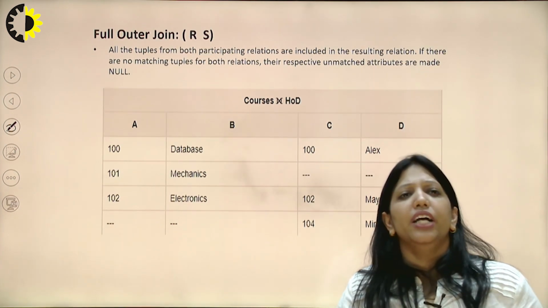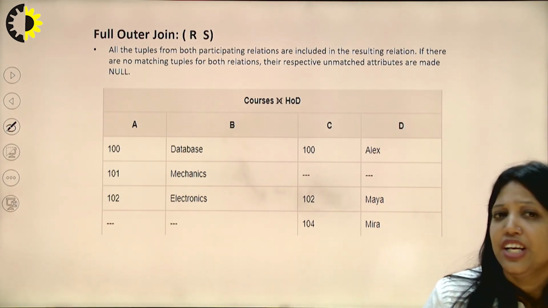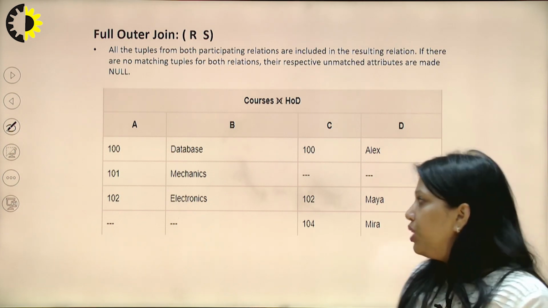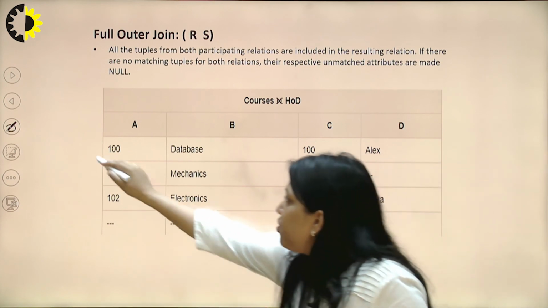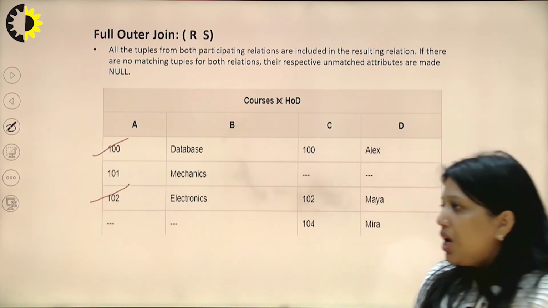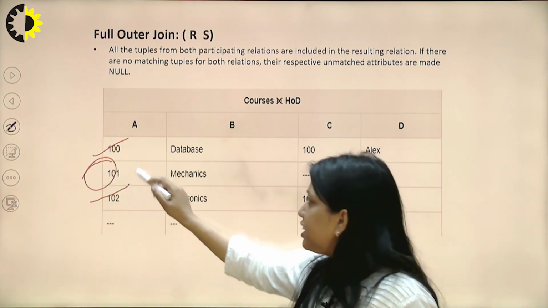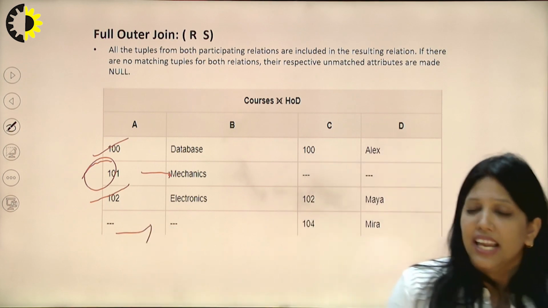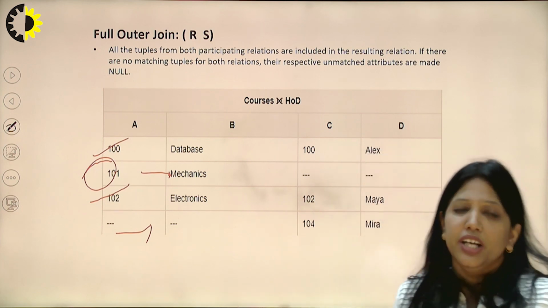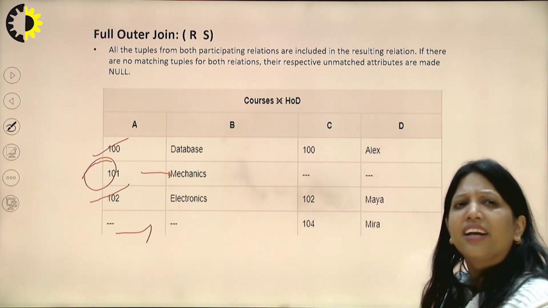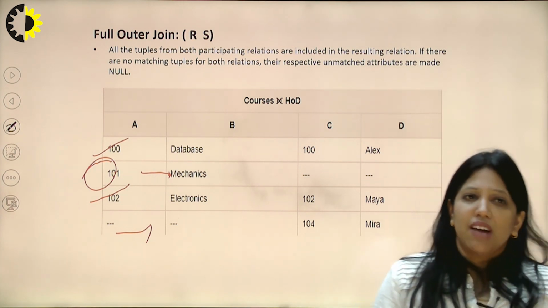In full outer join, we include all the tuples that do not match the criteria of table 1 and of table 2. If we apply the join on these two relations, course and HOD, we get this and this. Then we add the tuples of the left table, that is table 1, and we also add the tuples that do not match the criteria of table 2. So in full outer join, we include all the tuples, whether they match the criteria or not.